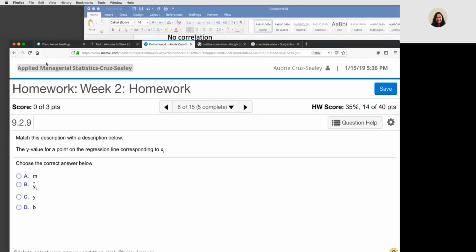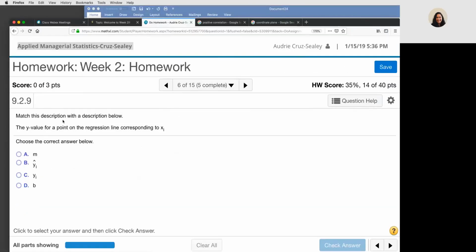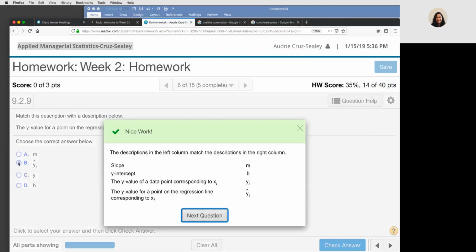So then this one says, match the description with the description below. The y value for a point on the regression line corresponding to xi. Okay, well if it's xi, what is regression? It's y hat. There we go. So these right here are some really good notes to have. We talked about this one already. Slope is m. That should already be in your notes. Y-intercept, that's b. Already talked about that one.